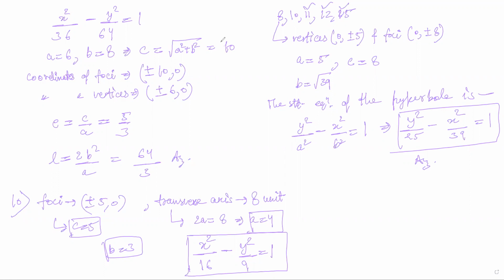How much is A according to you? 5. And B is root of 20. Yes, correct. So root of 20 and 5 is correct. So x square by 25 plus y square by 20 is equal to 1. Minus. Oh, sorry, minus. X square by 25 minus y square by 20 is equal to 1. Correct.